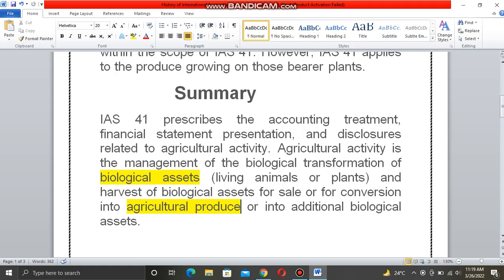Okay, scope of IAS 41. These are the principles of IAS 41 that we can use to interpret how to apply IAS 41 to biological assets and produce for sale purposes. If and only if biological assets are managed for resale, like cultivation, where we cultivate plants, then we harvest, then we sell, IAS 41 will be used.